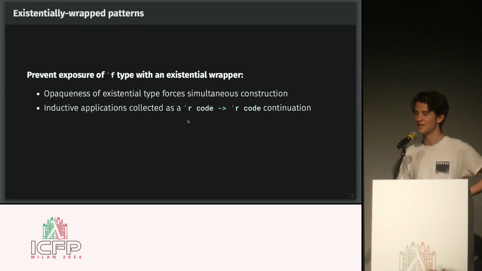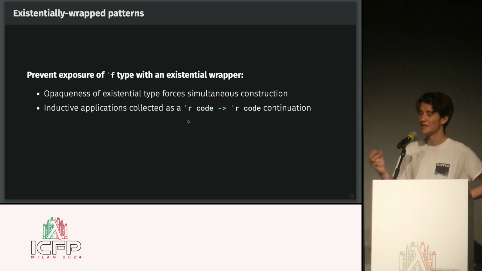Now, in order to solve the issue of exposing the F-type in patterns, we can use existential wrappers. Now, this is not as immediately simple as it seems, in that we run into a few issues with trying to define this, particularly around the opaqueness of the existential type. So because the existential type is completely opaque, it forces us to build up both our pattern and the body simultaneously to ensure that when we try and combine them with that arrow operator, they can in fact match, as the existential types, although completely opaque, are the same. We also run into the issue that if we're trying to wrap and unwrap the body definition and apply inductive definitions, because of the opaqueness, we're not actually able to apply them.